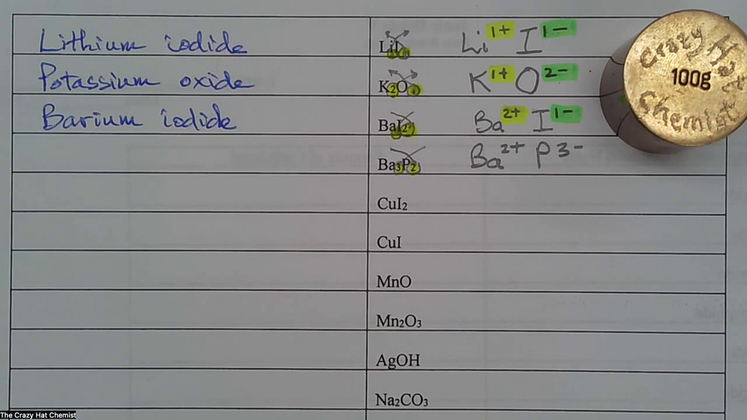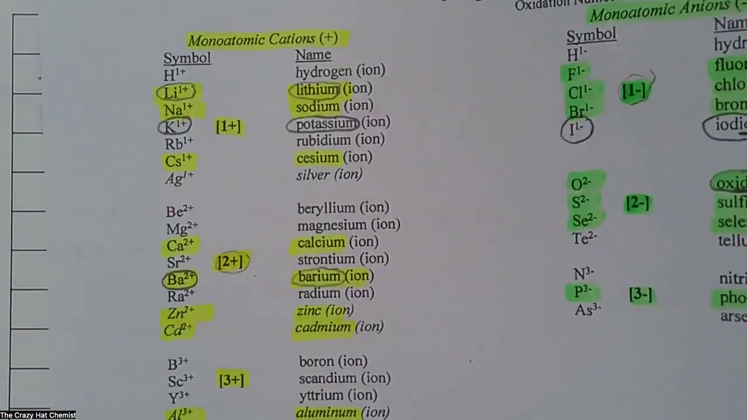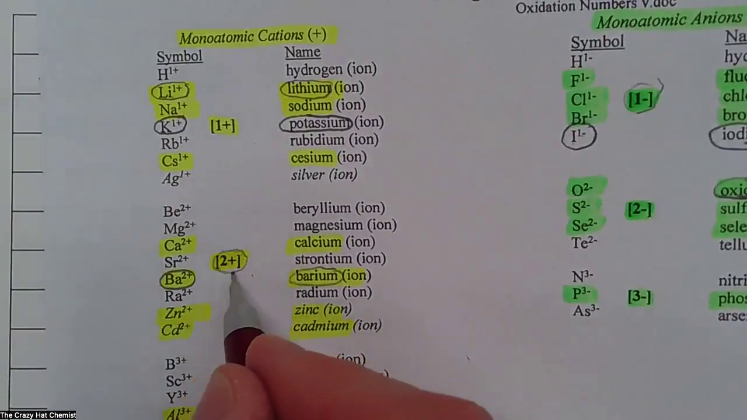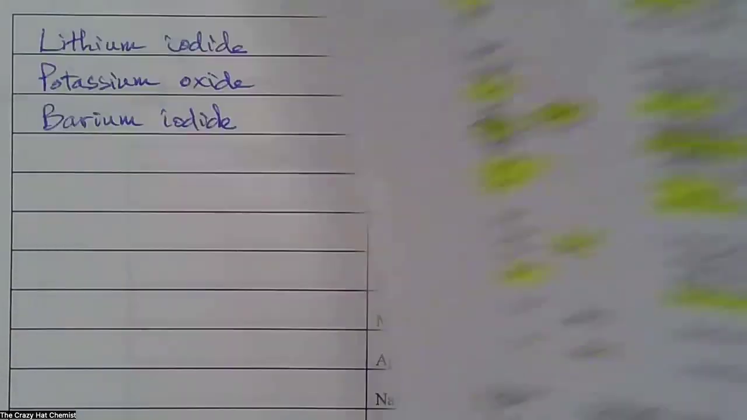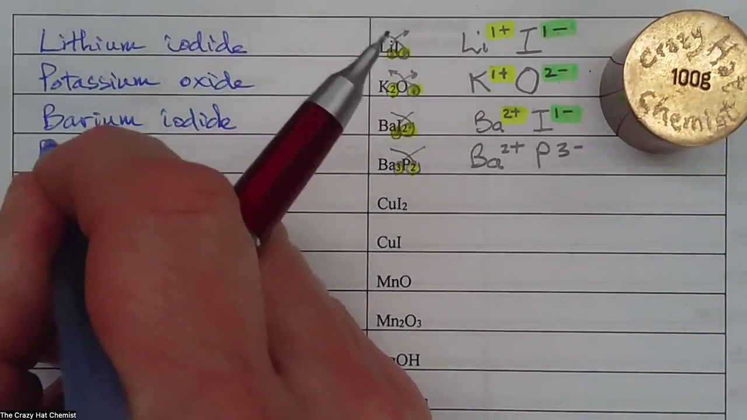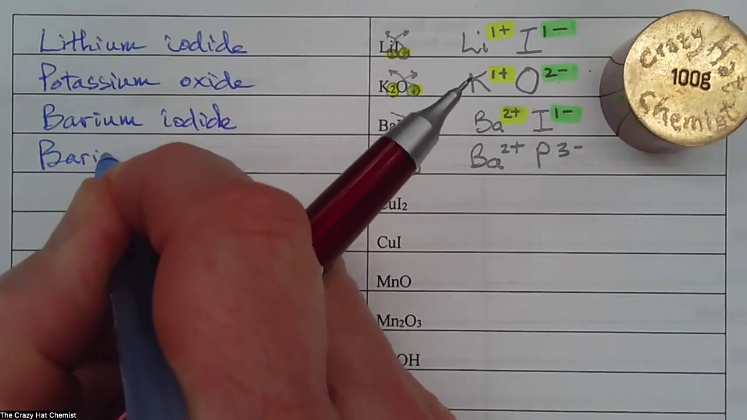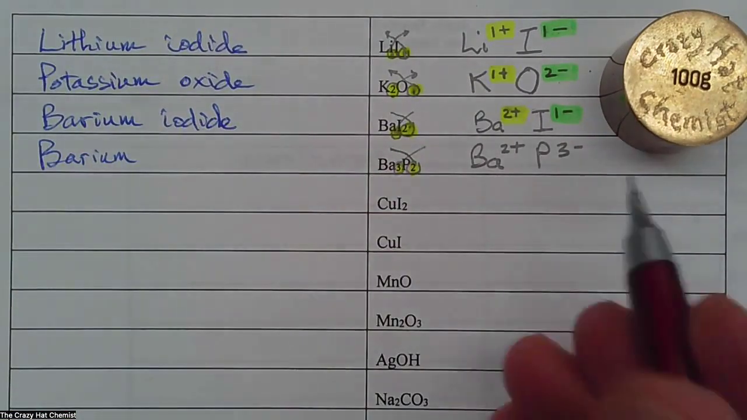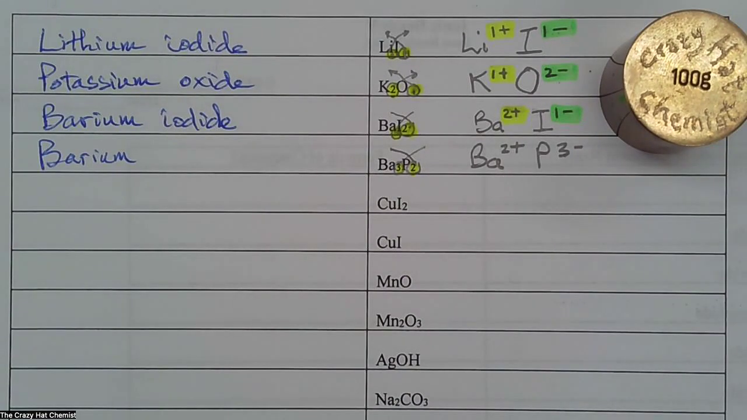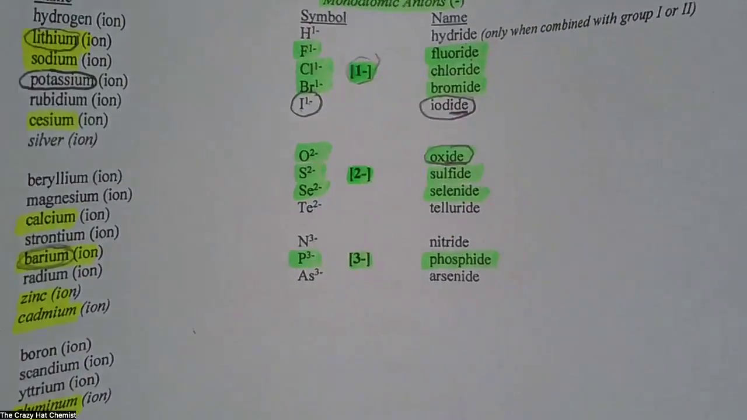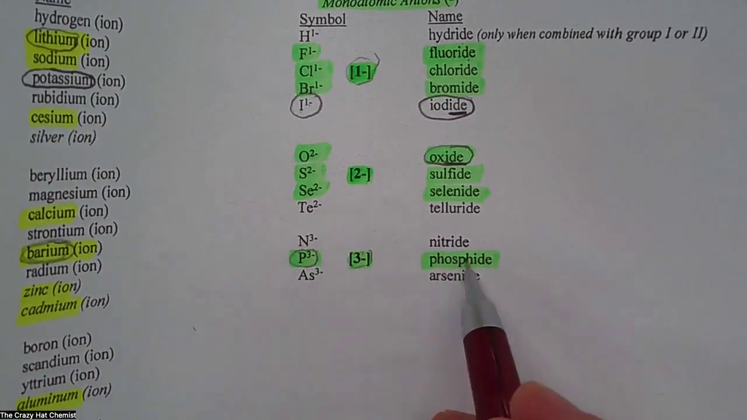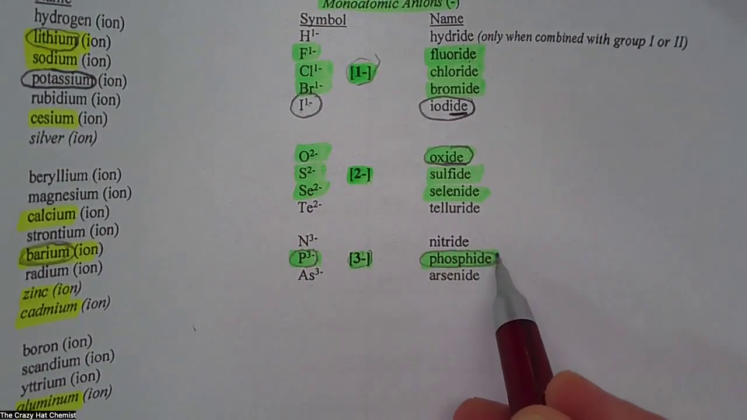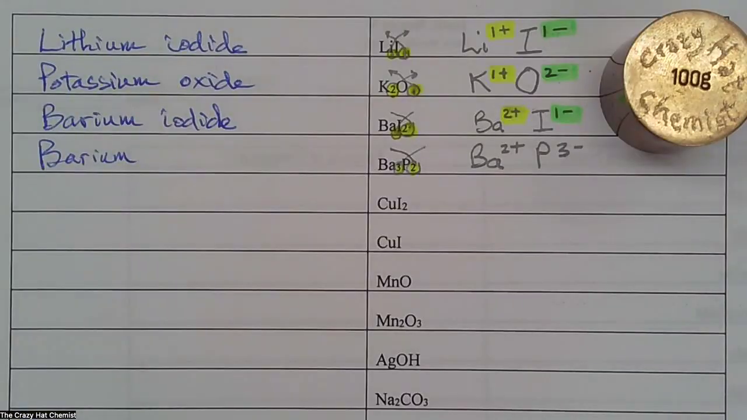I'm going to look on my sheet of paper. I'm going to look in the 2 plus category. That's the 2 plus category. That's that Ba for barium. So I'm going to write down barium. And then I'm going to look in the 3 minus category, and in the 3 minus category, I have a P with a 3 minus that is called phosphide. Phosphide. So I'm going to write that down.